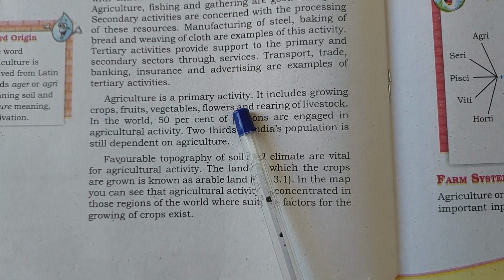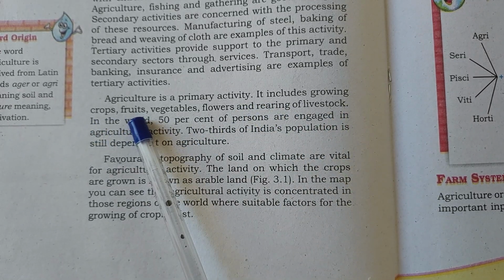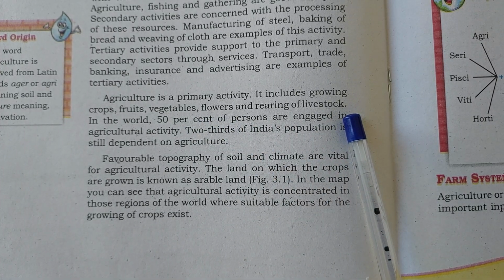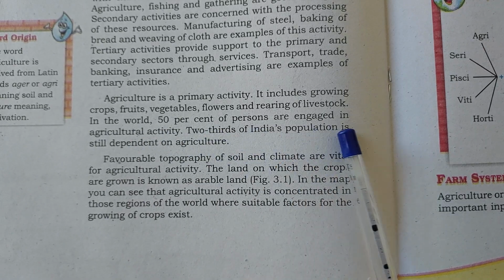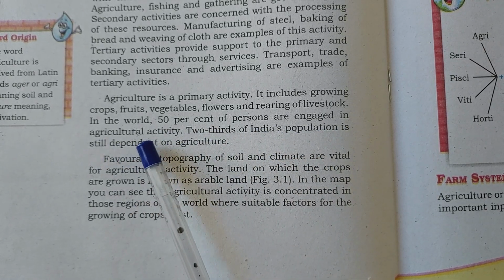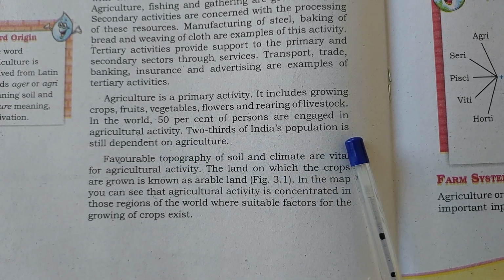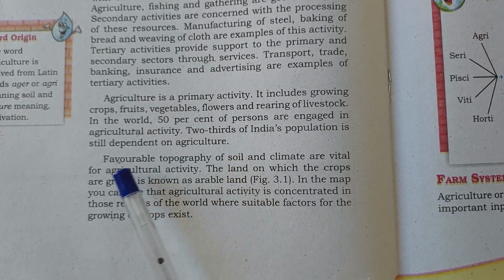Agriculture is a primary activity. It includes growing crops, fruits, vegetables, flowers, and rearing of livestock. In the world, 50% of persons are engaged in agricultural activity. Two-thirds of India's population is still dependent on agriculture.